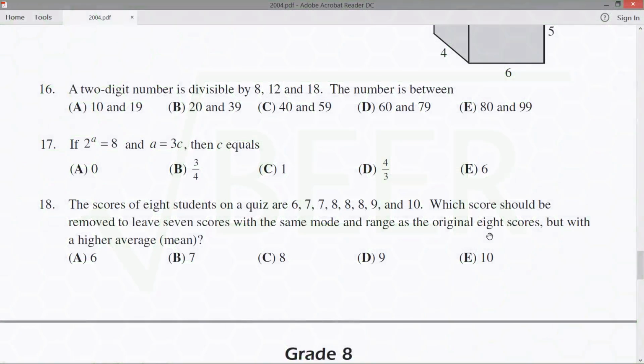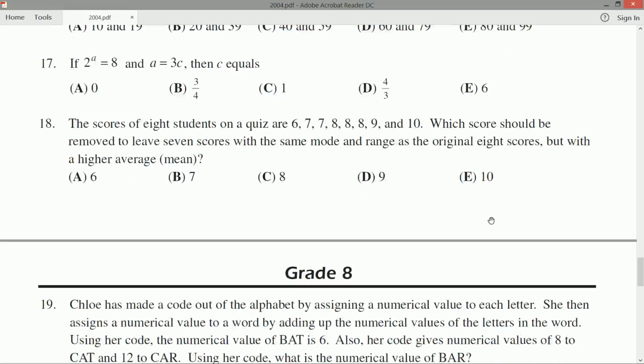We're looking at question number 18 on the 2004 Grade 8 Gauss paper. The scores of 8 students on a quiz are 6, 7, 7, 8, 8, 8, 9, and 10. Which score should be removed to leave 7 scores with the same mode and range as the original 8 scores, but with a higher average mean? Okay.